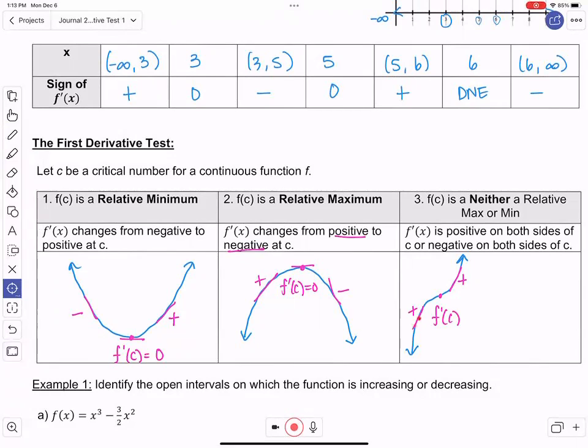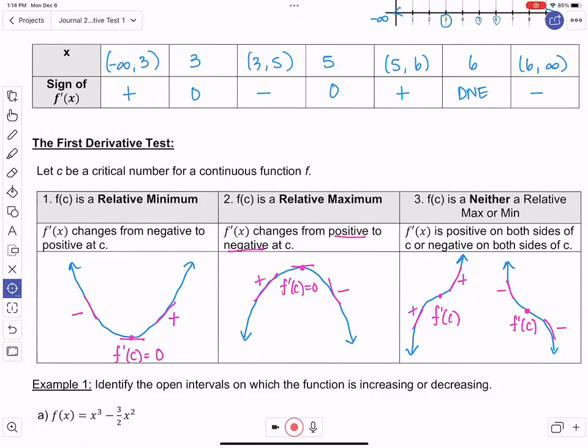So we can see it didn't go from negative to positive or vice versa. It just kept going positive. So there is not a relative minimum or maximum here. Or if you had the other way, say like this, you can see the derivative is negative. So this point right here is not a max or min either because it's still going from negative to negative.